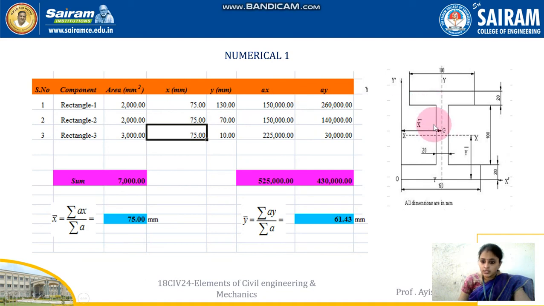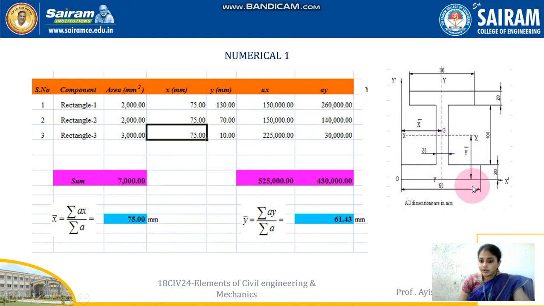For the second rectangle, the x2 distance from here to here is 150 divided by 2, that is 75. It is common because the figure is symmetrical about the y-axis, so that's why you are getting common answers. It's okay, you can find it individually. The y2 distance is from the center point to the axis point, that is 100 divided by 2 plus 20. 100 divided by 2 is 50, plus 20 is 70. Then you multiply and write it.